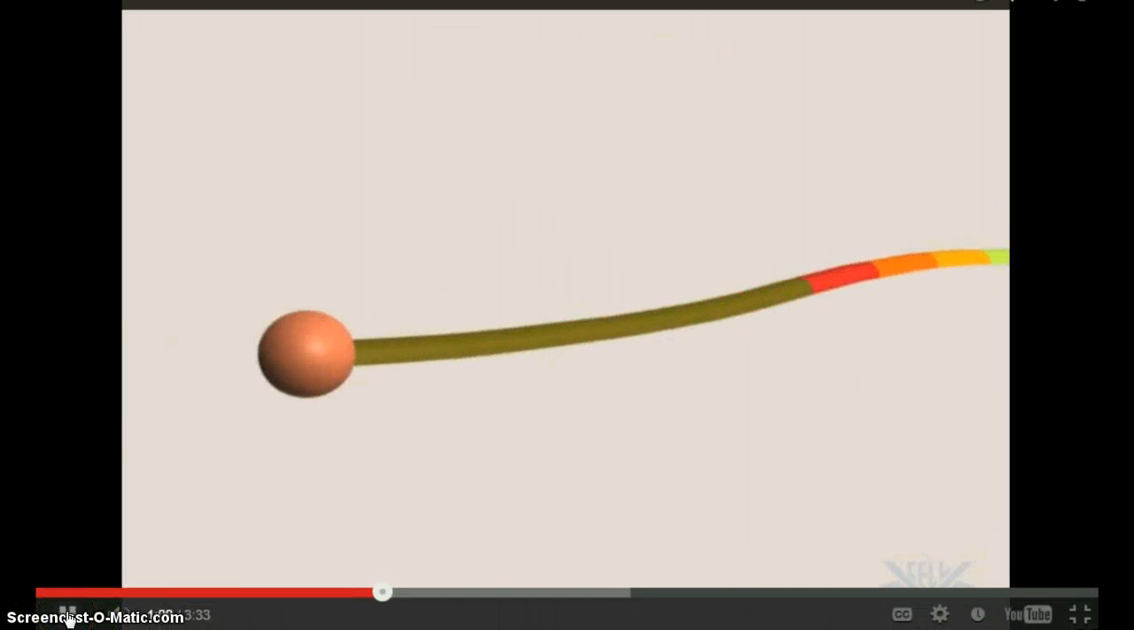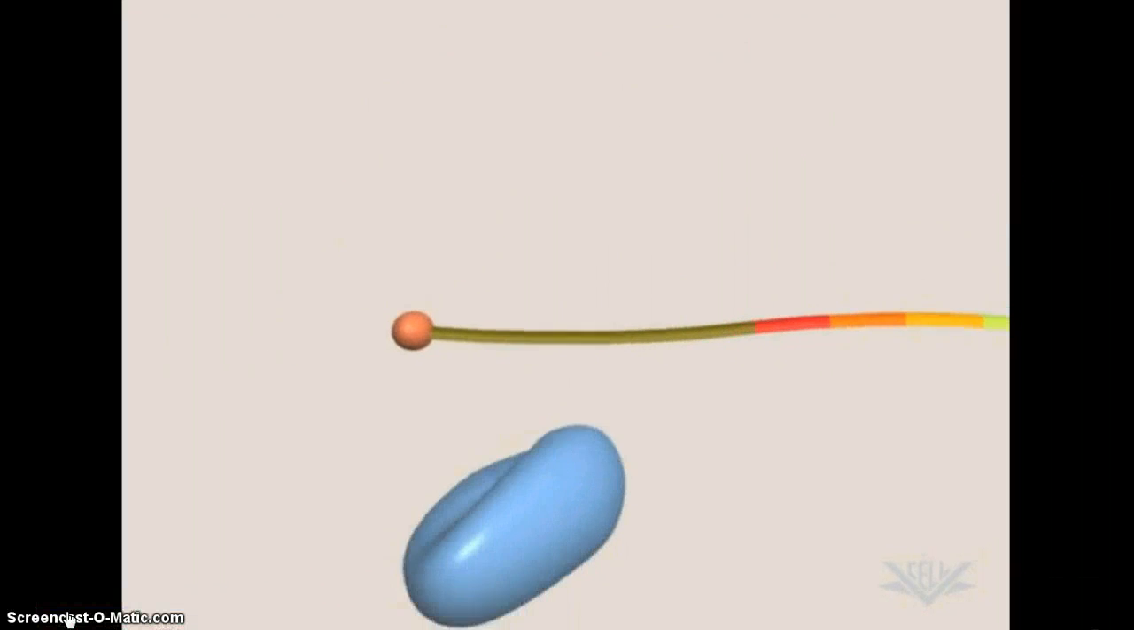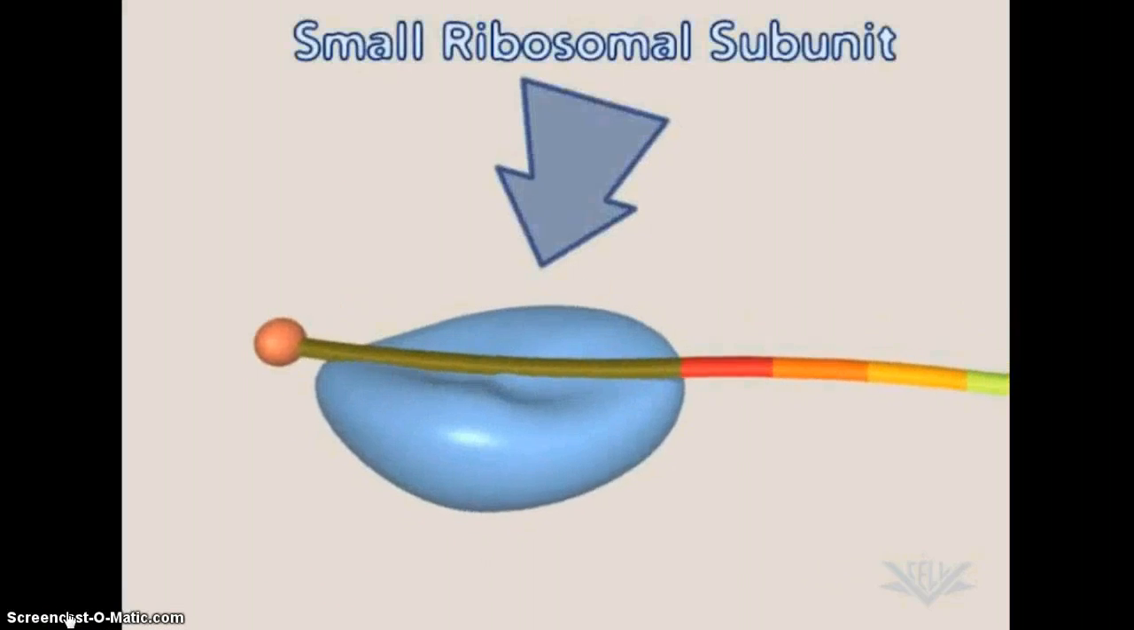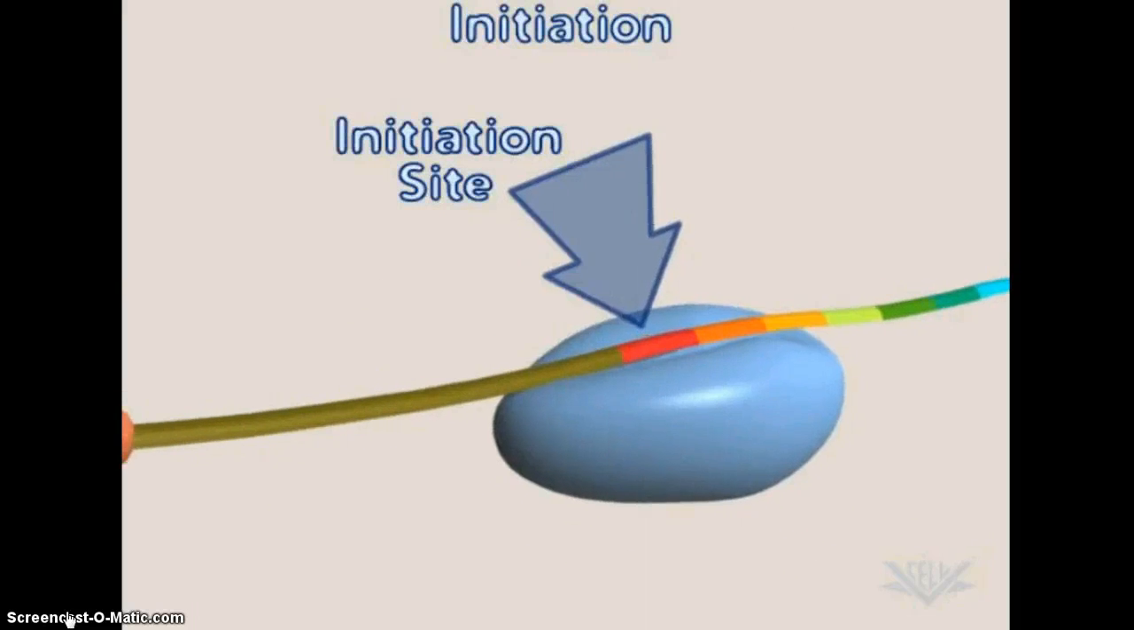A methylated cap is found at the 5' end. Translation initiation begins when the small subunit of the ribosome attaches to the cap and moves to the translation initiation site.